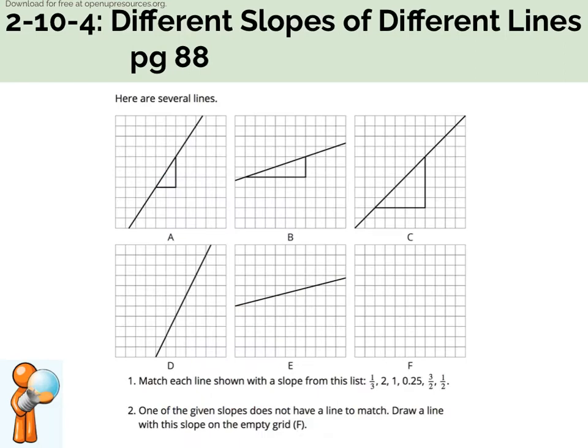Let's go ahead and turn to page 88. On page 88, you have this picture. Here are several lines. Number 1, match each line shown with a slope from the list. So I have 1/3, 2, 1, 0.25, 3 over 2, and 1 over 2. And then one of these slopes doesn't match. Draw this line of the slope itself. So I want you to go ahead and pause. It will take you a couple of minutes, but go ahead and pause, and then let's figure out which one is which.